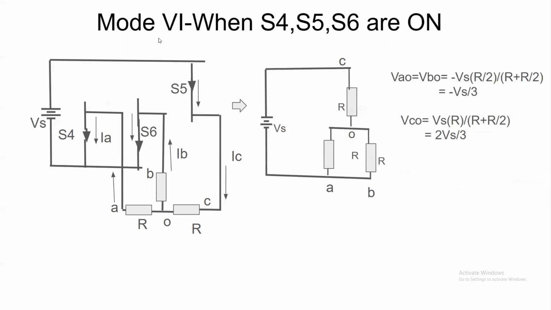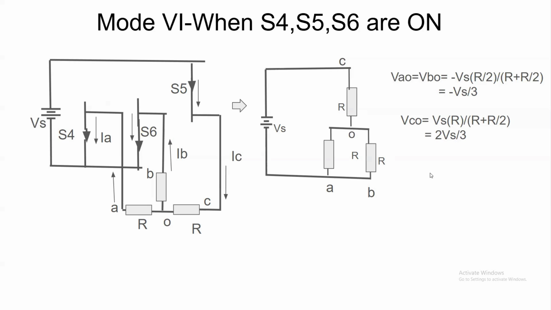Then in mode 6, in which switches S4, S6 and S5 are in conduction, the terminals A and B are connected to the negative terminal of Vs through S4 and S6 respectively, and C is connected to the positive terminal of Vs through S5, which is drawn here. So the voltage VAO will be equal to VBO, that is equal to minus Vs by 3, and the voltage VCO will be equal to 2 Vs by 3.